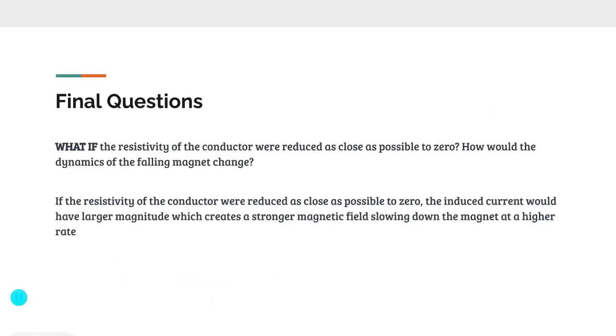What if the resistivity of the conductor were reduced as close as possible to 0? How would the dynamics of the falling magnet change? If the resistivity of the conductor were reduced as close as possible to 0, the induced current would have a larger magnitude, which creates a stronger magnetic field, slowing down the magnet at a higher rate.